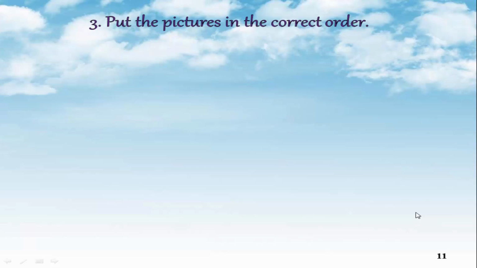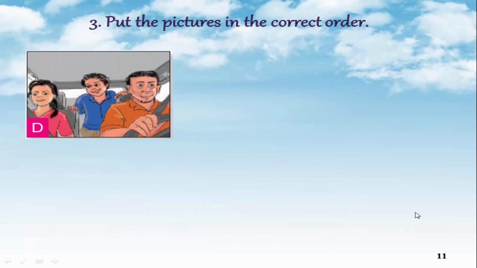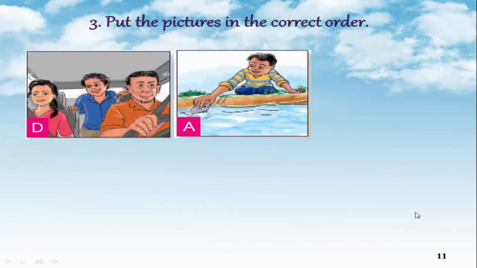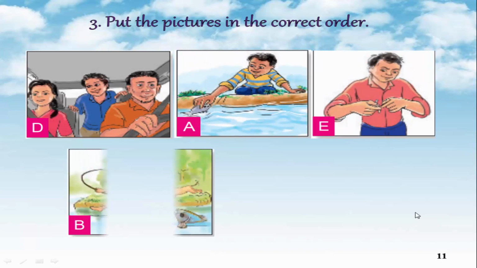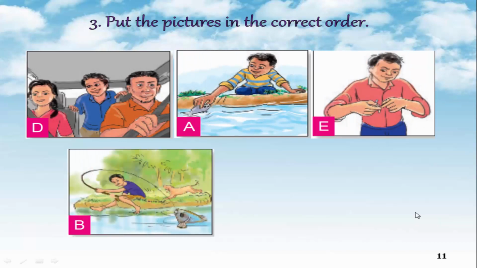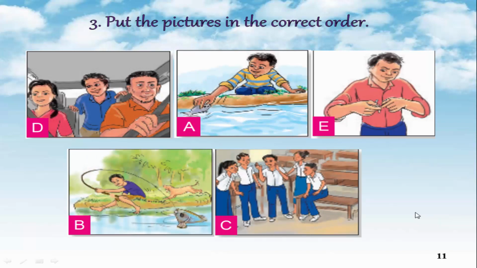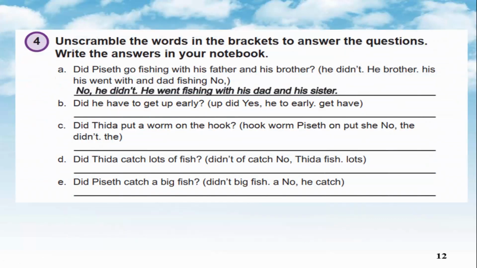Alright, we have part 3, put the pictures in the correct order. So as you read the article, let's check what is the correct order here. So this is the correct order of the story of Bisset and his family when fishing. Let's go to part 4, unscramble the words in the brackets to answer the questions. Write the answers in your notebook.